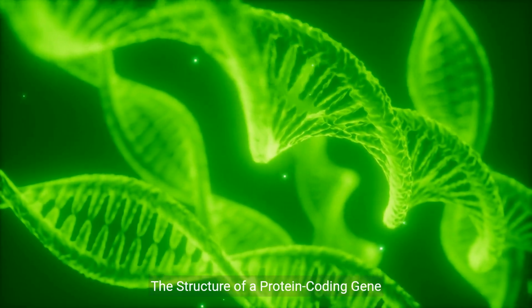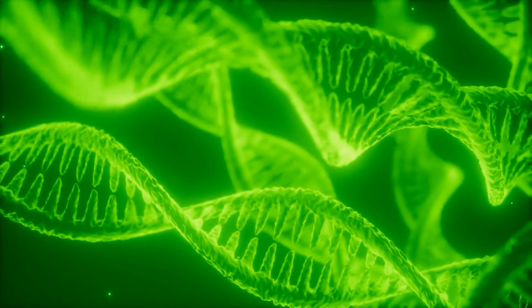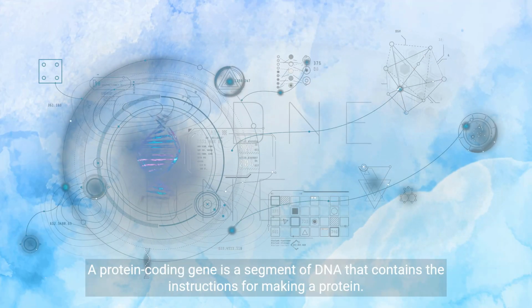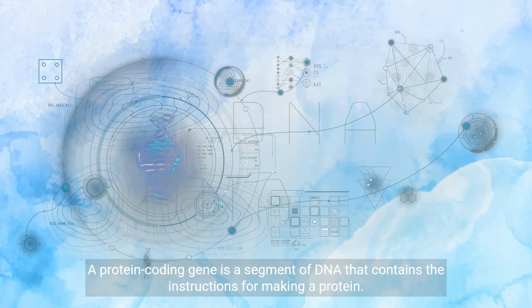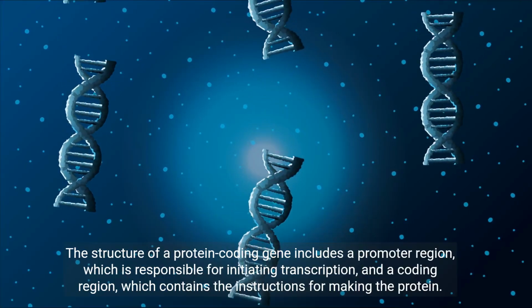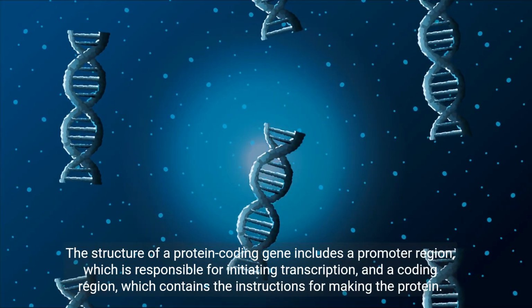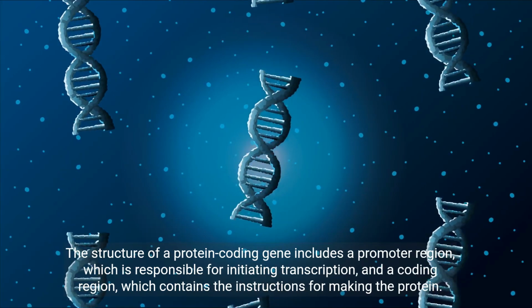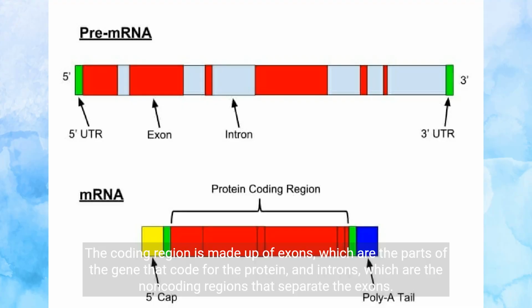The structure of a protein-coding gene. A protein-coding gene is a segment of DNA that contains the instructions for making a protein. The structure of a protein-coding gene includes a promoter region, which is responsible for initiating transcription, and a coding region, which contains the instructions for making the protein. The coding region is made up of exons, which are the parts of the gene that code for the protein, and introns, which are the non-coding regions that separate the exons.